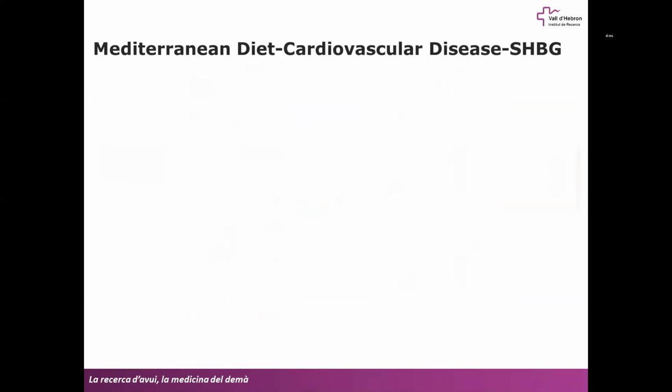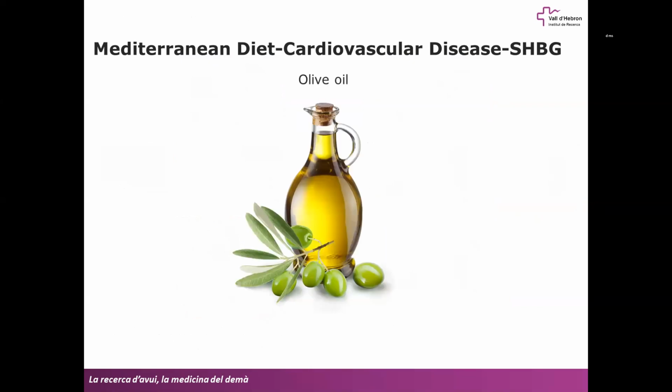So next, what we decided to study was the different ingredients of the Mediterranean diet, because it's known that the Mediterranean diet reduces your risk of cardiovascular disease. And since we saw in the first slides that if you have low levels of SHBG, you have a higher risk of suffering cardiovascular disease, what we want to study is if there are different components of the Mediterranean diet that increase your plasma SHBG levels. And we started with the olive oil.